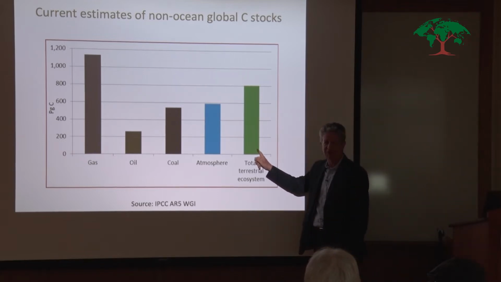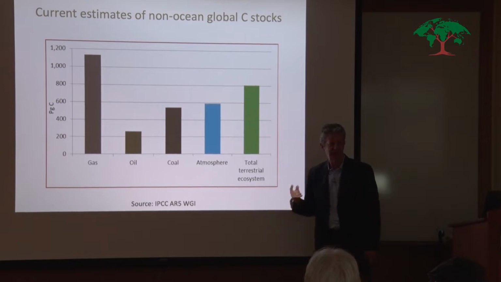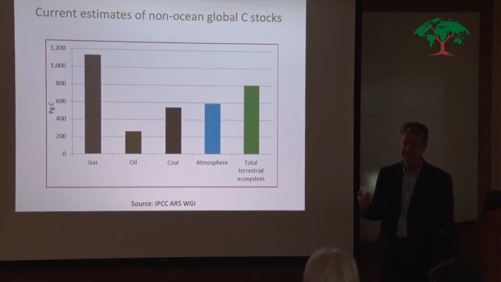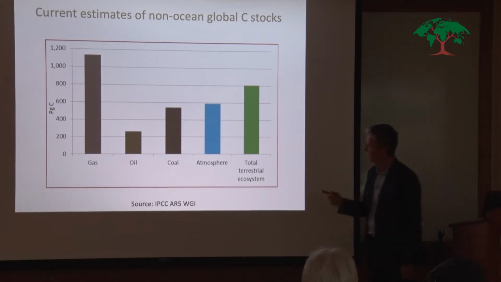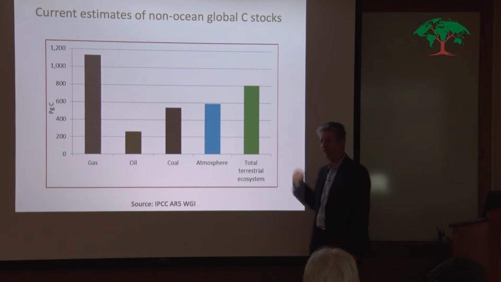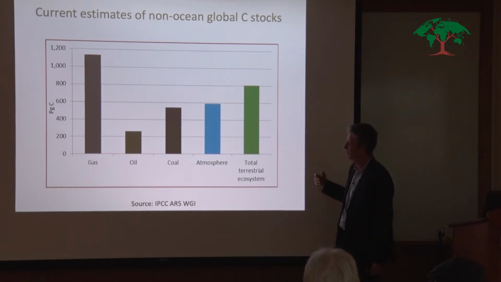Well, if the carbon's not here, it's got to go somewhere, and the atmosphere doesn't leak carbon dioxide. So if the carbon's not here, it's here. Right? There's also a link to the oceans, but we'll leave that out for the moment.